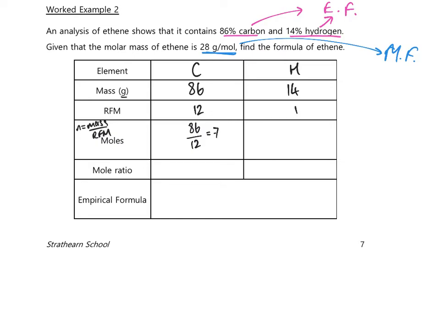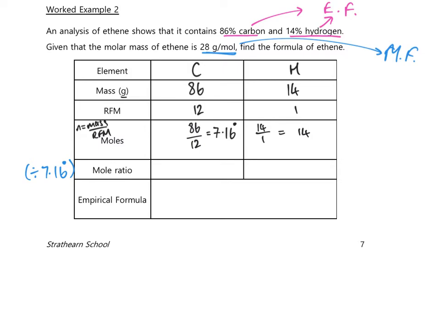Which gives us 7.16 reoccurring. And then for hydrogen, it's going to be 14 divided by 1, which is obviously 14. Then we want to calculate our mole ratio, and remember for this we divide by the smallest number of moles. So we're going to be dividing by 7.16 reoccurring.